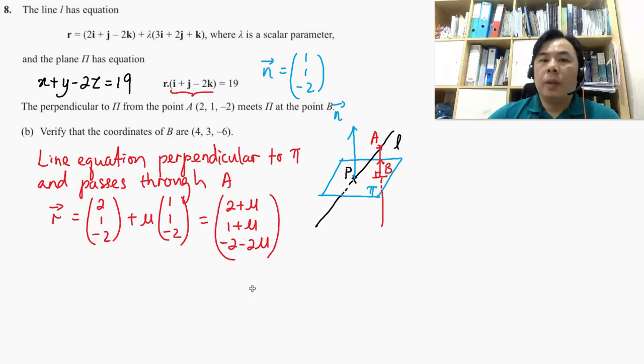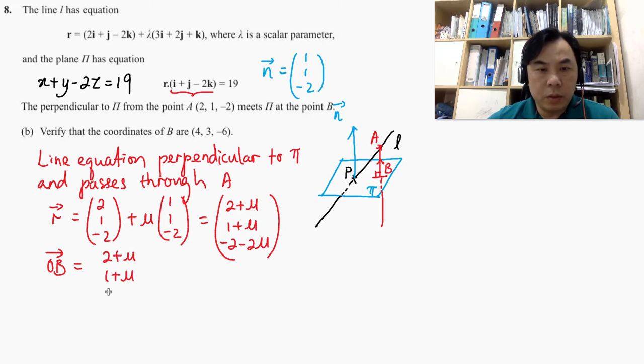All right, and then this actually represents all the points for the line that passes through A in the same direction as the normal. Right? Okay, so from here we can also indirectly write that as OB. OB would also have this general vector equation.